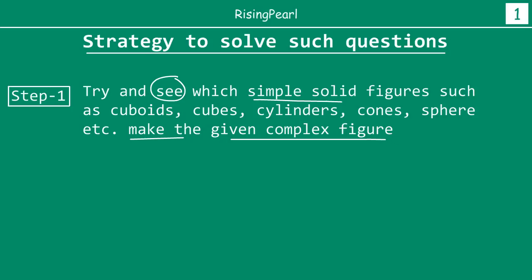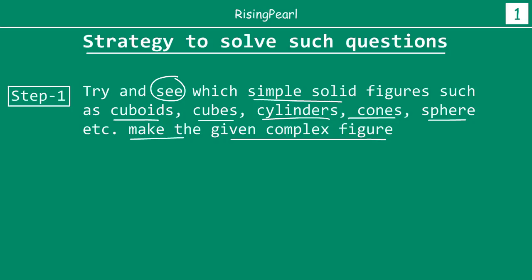So you will be given a toy or some sort of an object and you want to break it down into simple components. By that I mean whether we are adding a cuboid on top of a cube, or taking a combination of a cube and a cylinder, or one cube, multiple cylinders, cones, spheres, etc. That is, we try and visualize what simple solids the given complex figure is made up of. And by simple solids we are referring to cuboids, cubes, cylinders, cones, spheres and hemispheres.